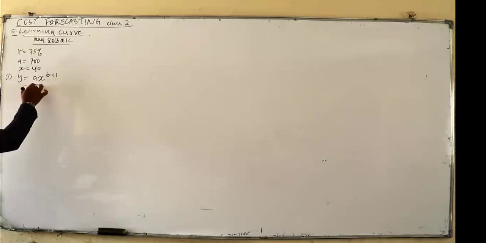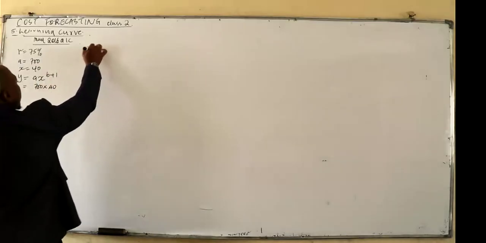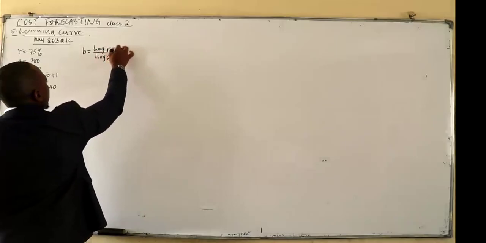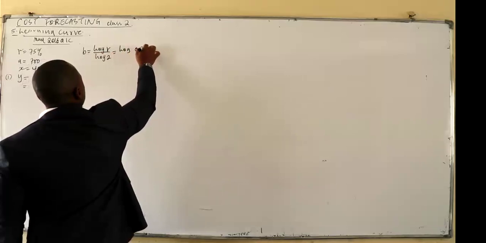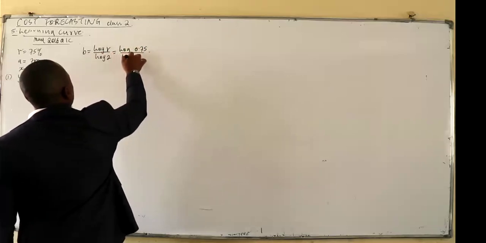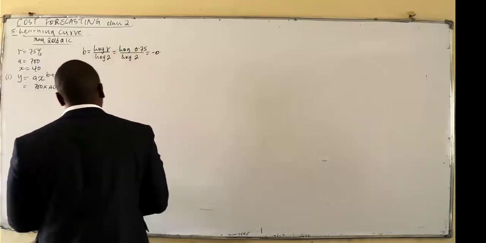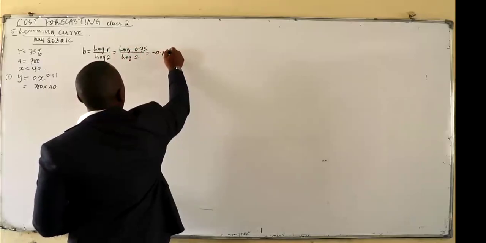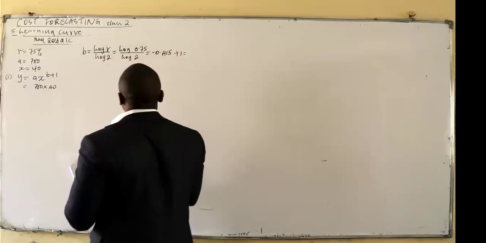A we have is 700. X is the number of units, 40. B plus 1. So first of all, let's get B. B is log R over log 2. Log R, our running rate is 75, is log 0.75 over log 2. You get negative 0.415, to 3 decimal places. Now let's add 1 so that you get B plus 1.